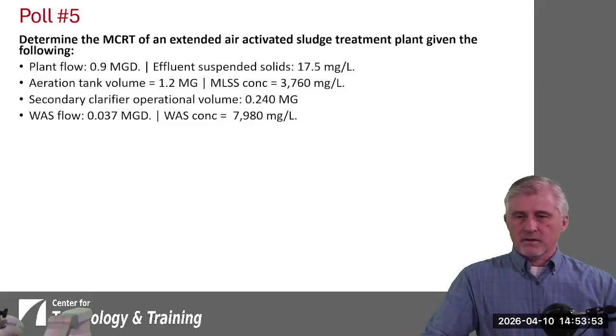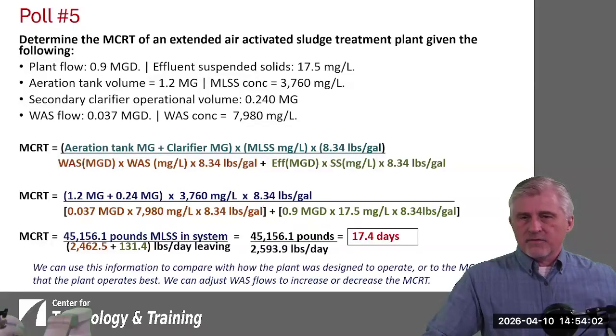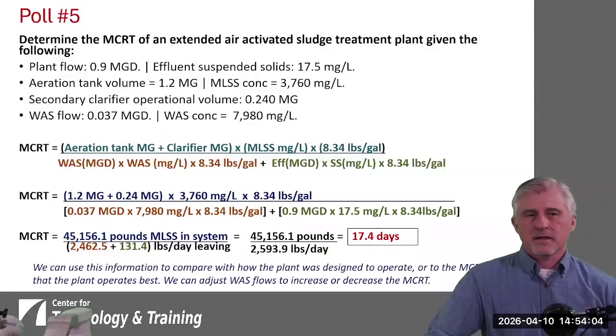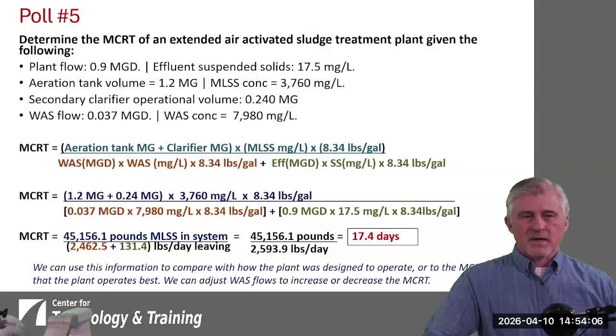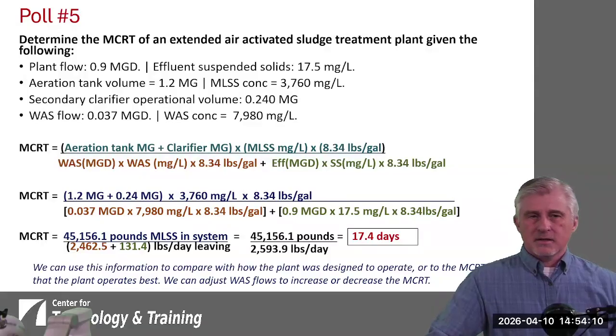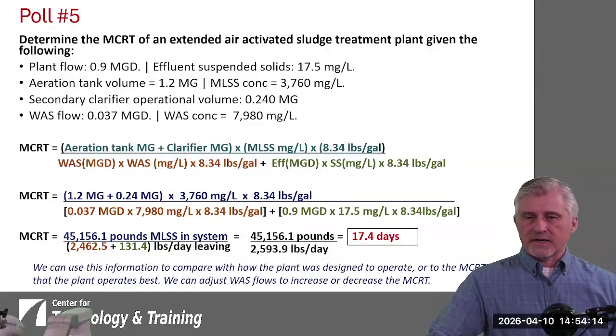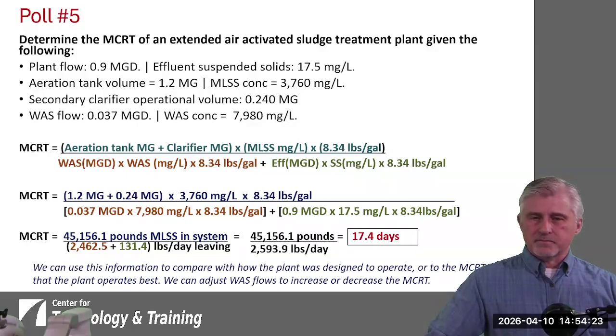So if we advance through the solution that was done on the slides, we've got that. And the information that we get from that can help us to operate the plant at its best capacity. We can increase or reduce the waste activated sludge, as we've said, those concentrations or flows, so that that'll change that mean cell residence time.